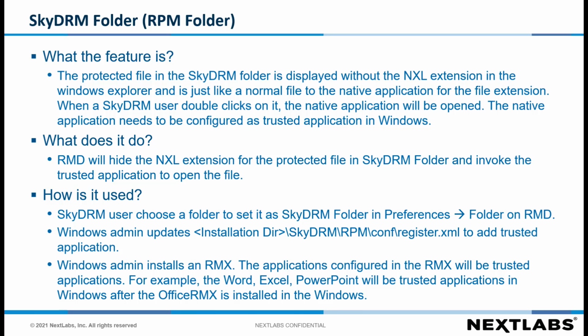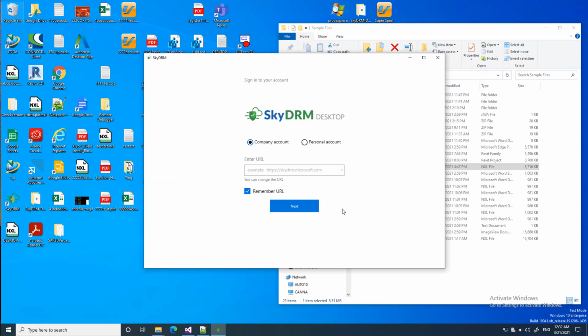How is it used? The SkyDRM user chooses a folder to set as the SkyDRM folder in Preferences folder on RMD. Windows admin updates the register.xml to add Trusted Application. Windows admin installs an RMX. The applications configured in the RMX will be trusted applications. For example, the Word, Excel, PowerPoint will be trusted applications in Windows after the Office RMX is installed in the Windows. Let's see a demo for this feature.